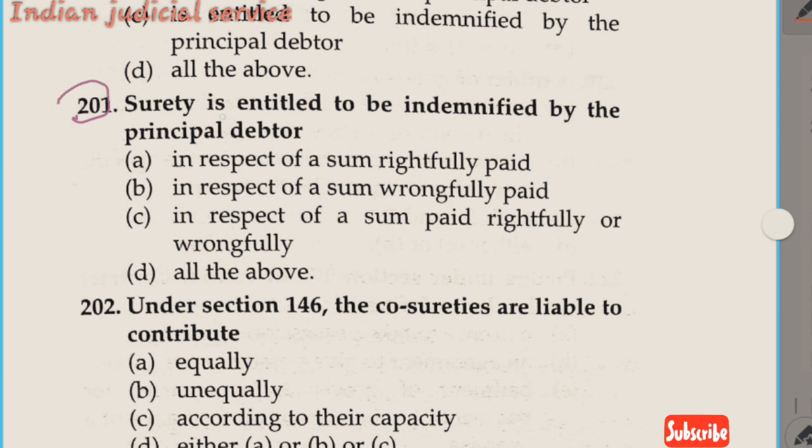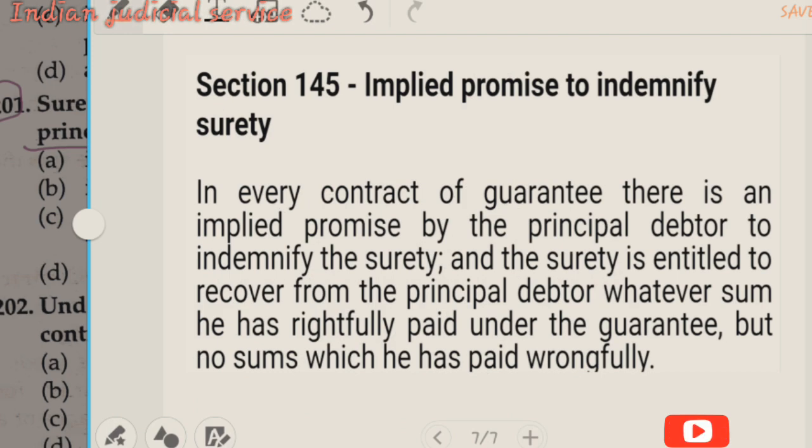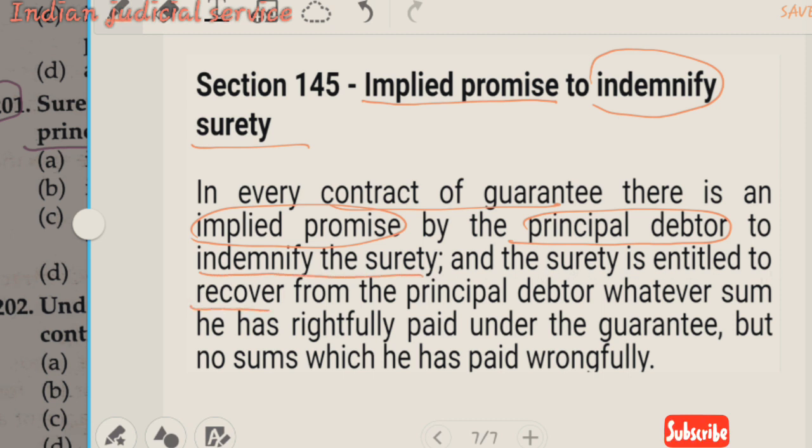Now question number 201. The surety is entitled to be indemnified by the principal debtor. This question is related to Section 145, which deals with the implied promise to indemnify the surety. In every contract of guarantee there is an implied promise by the principal debtor to indemnify the surety. The surety is entitled to recover from the principal debtor whatever sum he has rightfully paid under the guarantee, but not any sum which he has paid wrongfully. This is very important.